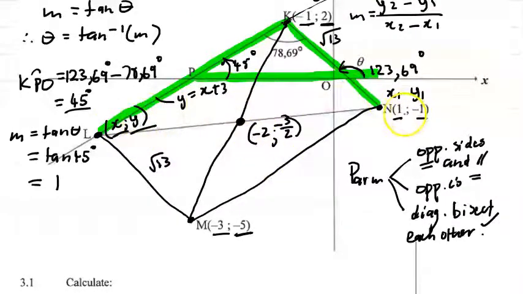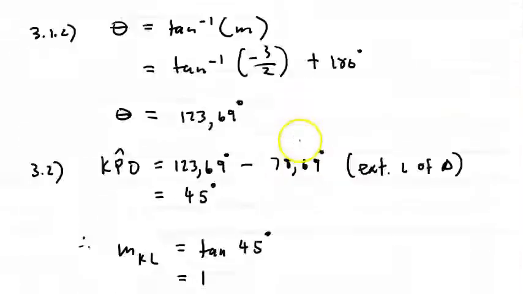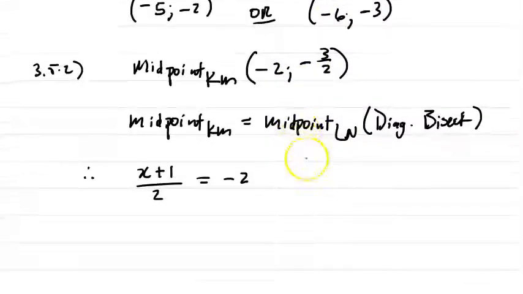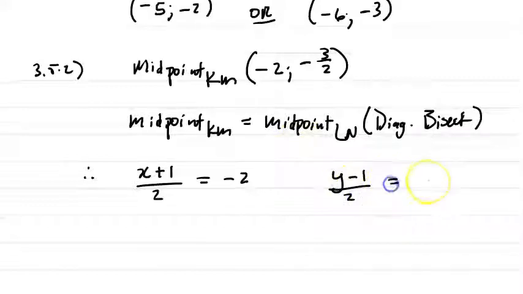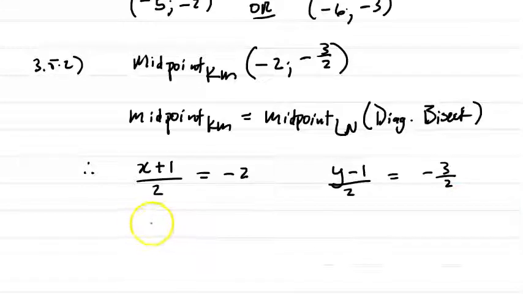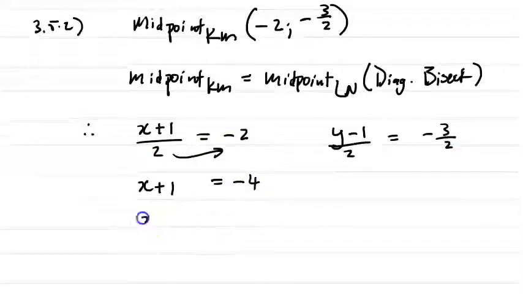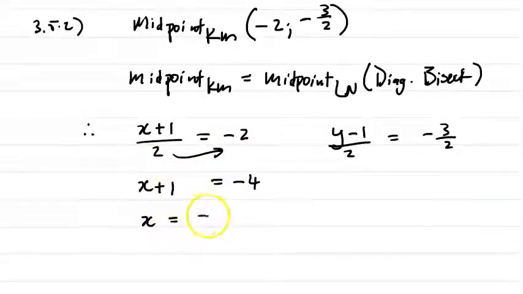And similarly, we can say y minus 1 over 2 equals minus 3 over 2. And let's solve for x and y. So we have x plus 1 equals 2 times minus 2, which is minus 4. Therefore, x equals minus 5.